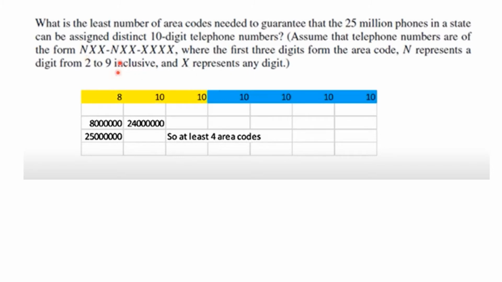So for any individual area code, we can have 8 choices for this first N, and then times 10 times 10 times 10 times 10 times 10 times 10. That means for each area code, we can have 8 million numbers. But that means if I have 1 area code, I have 8 million people served, 2, 16 million served, 3, 24 million served. So to serve 25 million, I need at least 4 area codes.